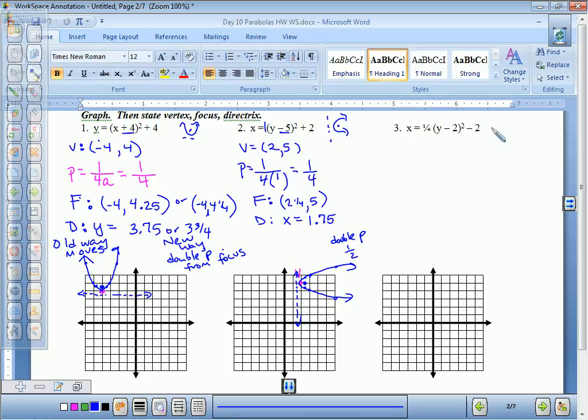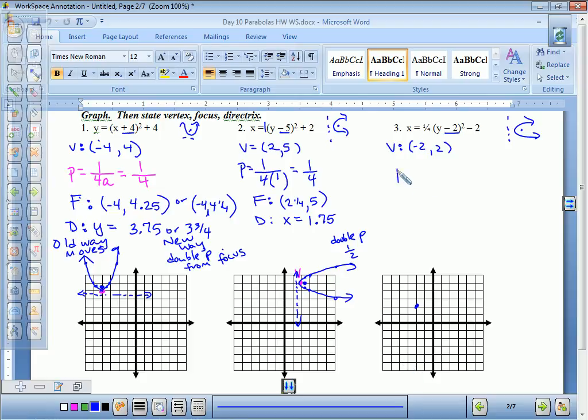Alright. I'm going to sketch it. It's x equals and positive. It's going right again. Focus inside, directrix behind. The vertex, the opposite of this is my y. So that is my x. The vertex is the point -2, 2.